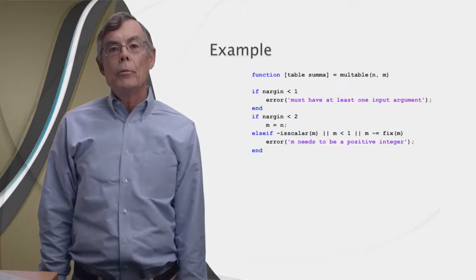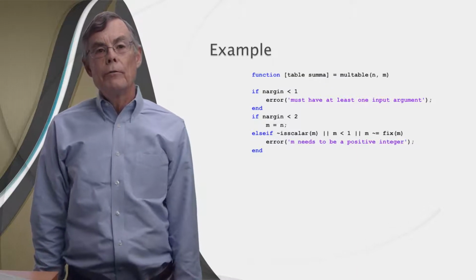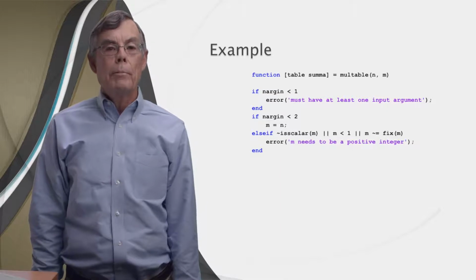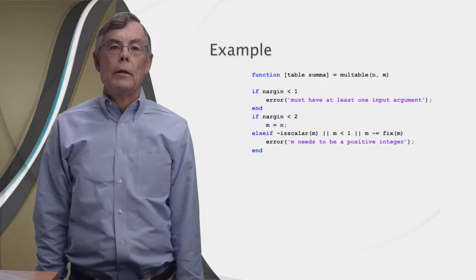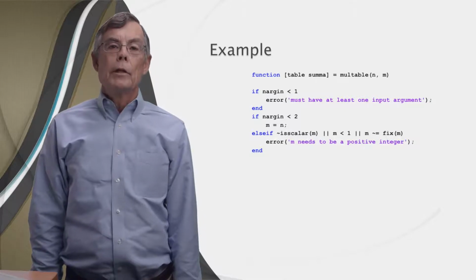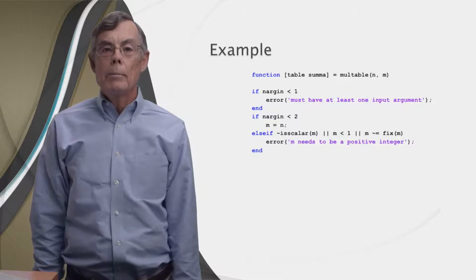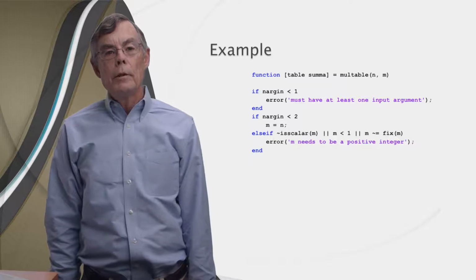Next, we check to see whether the function was called with m, just as we did in the earlier version of the function. But this time, we add an else if to check for the correct type of m. The type we want is a positive integer. The else if uses a combination of three conditions. If any one of them is true, m is not a positive integer. We use the OR operator to combine these conditions.